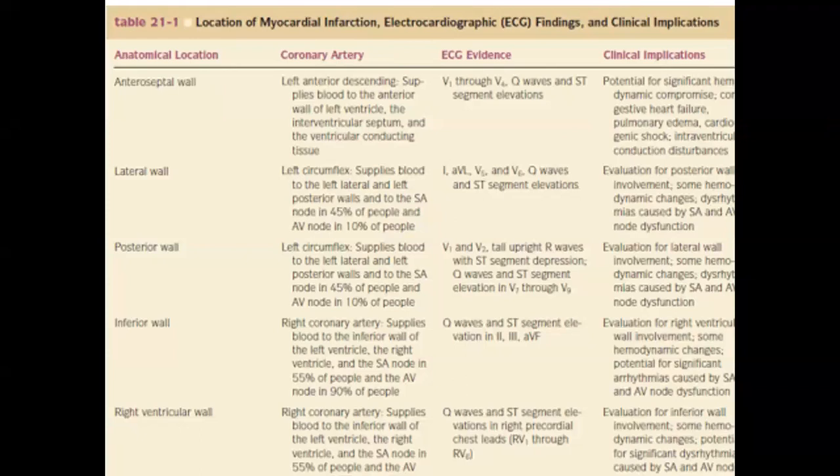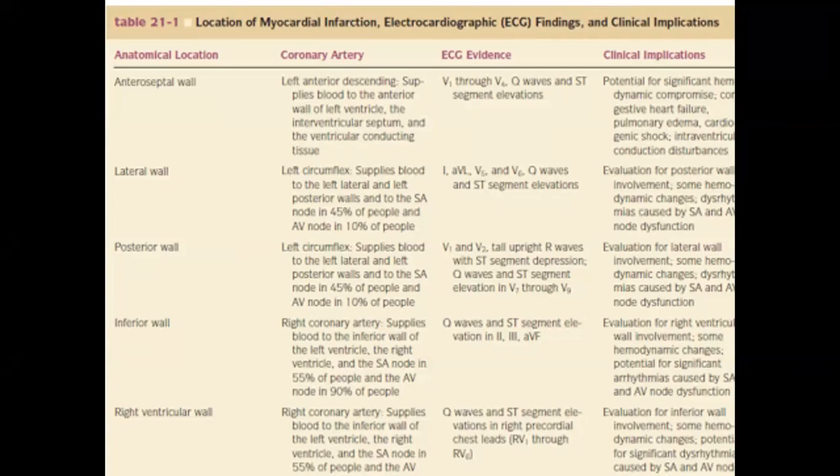So if you get an insult on the lateral wall, then you may get an insult on the SA node, meaning that your heart rate will be affected, and the two pacemakers, the sinoatrial node and the AV node, will be affected. When you do an ECG, you'll see changes from the normal ECG in lead 1, aVL, lead 5 and lead 6, and you see a Q wave and ST segment elevation on those leads. This means evaluation for posterior wall involvement, some hemodynamic changes, and dysrhythmia, which is caused by the SA and AV node dysfunctions.